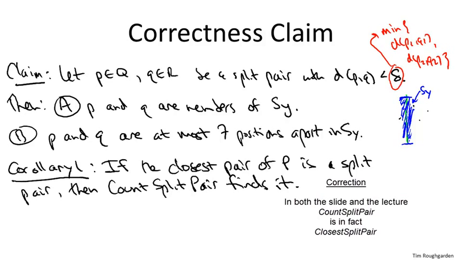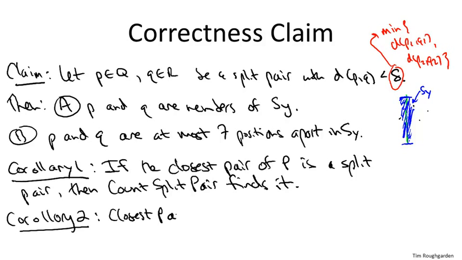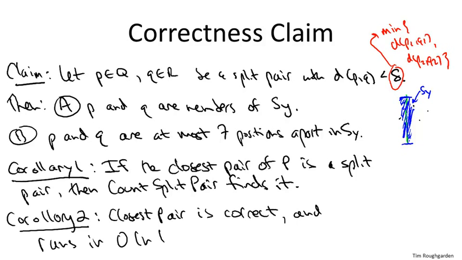Therefore, count split pair will examine all such split pairs, all split pairs with distance less than delta, and just by construction it will compute the closest pair of all of them. So again, in the unlucky case where the best pair of points is a split pair, this claim guarantees that count split pair will compute the closest pair of points. Therefore, having handled correctness, we can combine that with our earlier observations about running time, and corollary 2 just says, if we can prove the claim, then we have everything we wanted. We have a correct O(n log n) implementation for the closest pair of points.